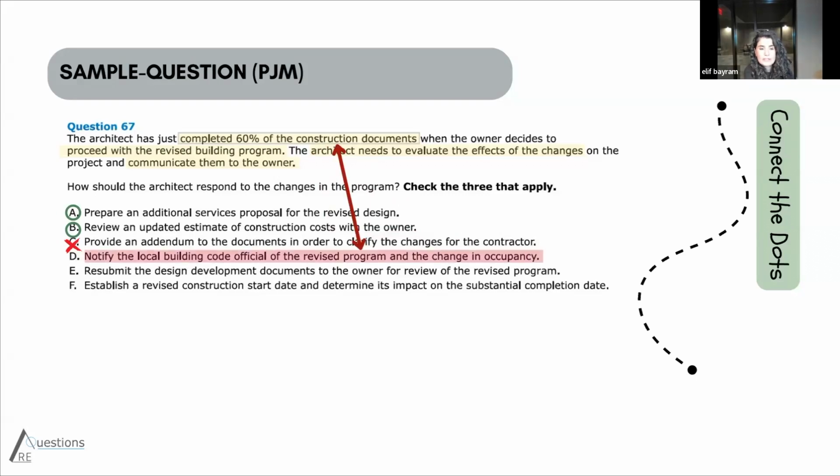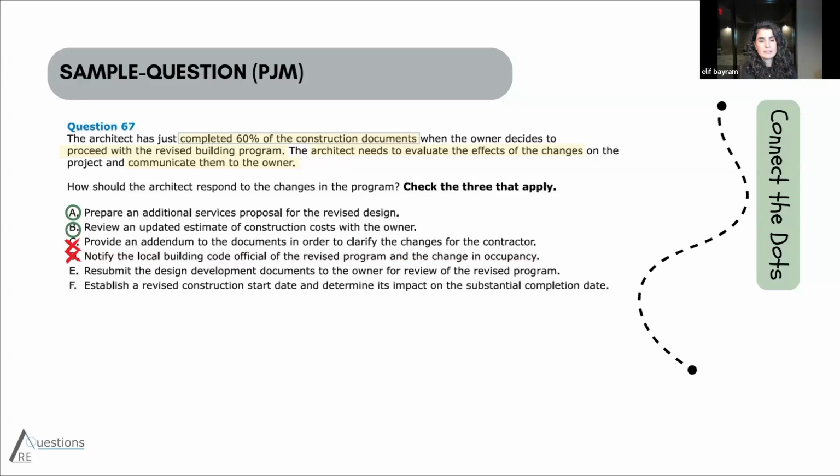Option D says, notify the local building code official of the revised program and the change in the occupancy. You did not submit the documents. You are still at the CD phase. This is not approved by the local building officials, so they don't know the earlier version. Why would they worry about something that's still in the making, right? They need the final product and you are not there yet. So again, the 60% was not given to you randomly. That is relevant, so you can identify the incorrect options.